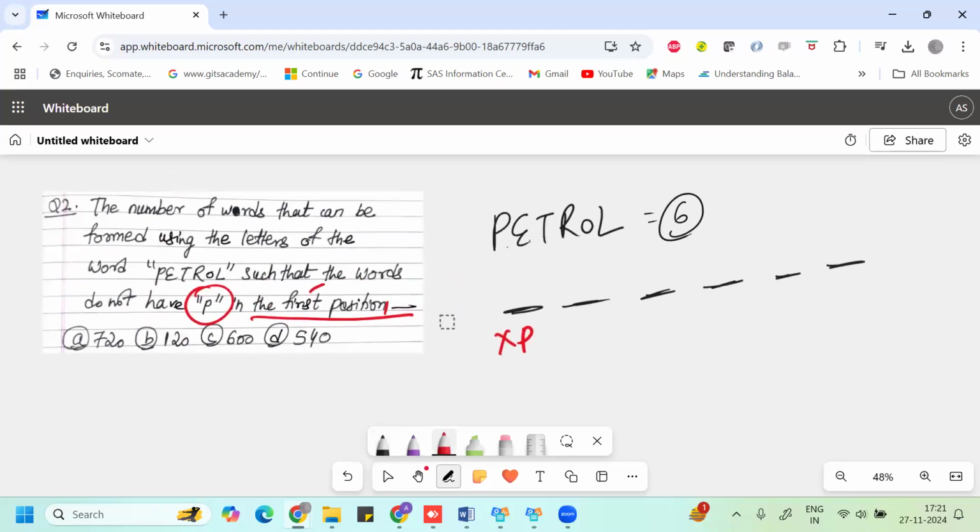So the question is that it should not start with P, so it can start with anything else. It can start with E, T, R, O, or L. So in how many ways can you fill the first place? Total 5 ways. You can get any of the 5 letters. Except P, you can get any letter. Are you getting this? Except P, use any letter.